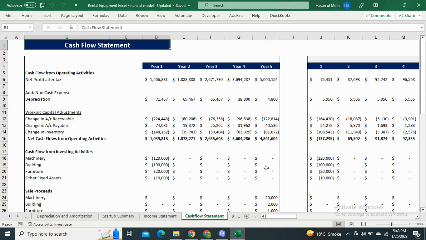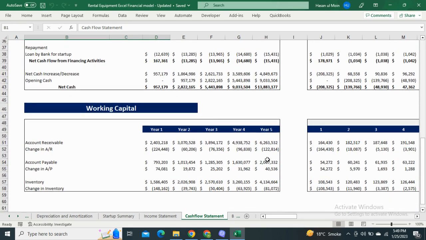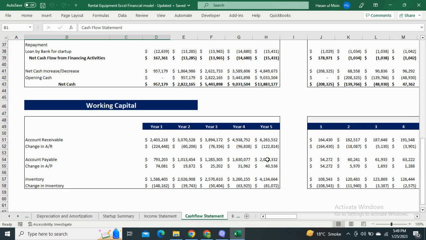Moving on to the cash flow statement, it shows the cash flows from operating activities, investing activities, and financing activities. The working capital table shows the amount in accounts receivable, payable, and inventory, and the change in these accounts.